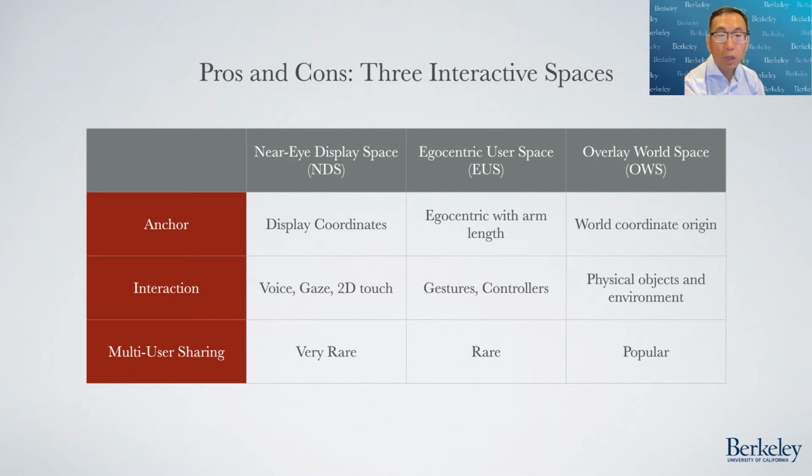Finally, for the OWS, content typically is rendered based on a world coordinate origin. Interacting with the world with the OWS implies interacting with the physical objects and its environment. So therefore, multi-user sharing in this space could be a very popular option for the applications.